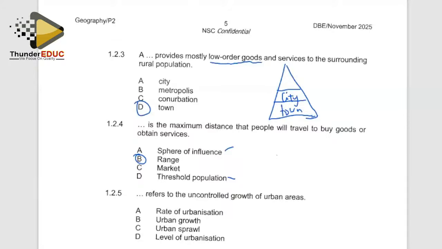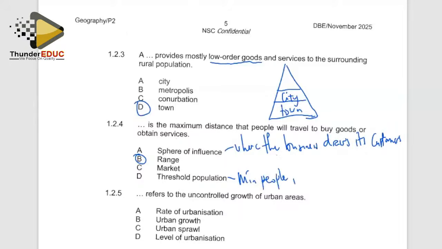The sphere of influence basically looks at where the business draws its customers. That's the sphere of influence. And with the threshold population, we're looking at the minimum number of people required to support a service and make it viable or profitable. So the correct response is the range. The range of goods is the one which is correct.